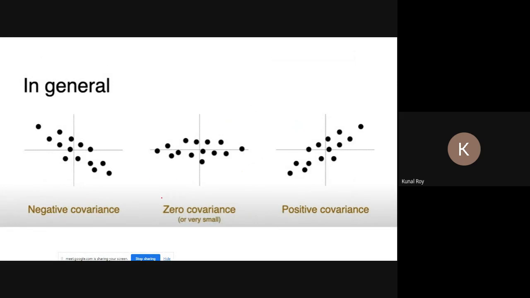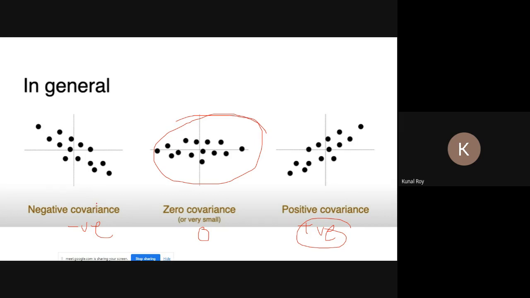Now the covariance can come out negative, it can come out 0, and it can come out positive. This covariance is coming out to be negative, this one positive, and this one 0. If the covariance is 0 or very small, the graph will be looking like this.